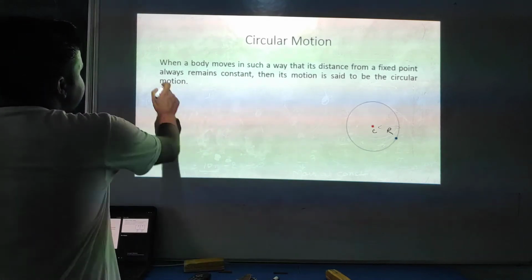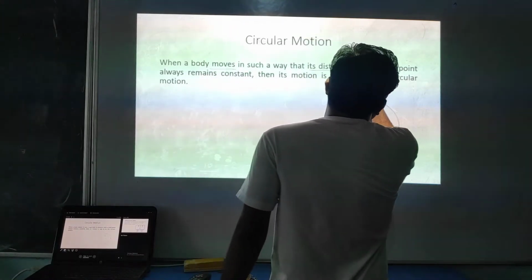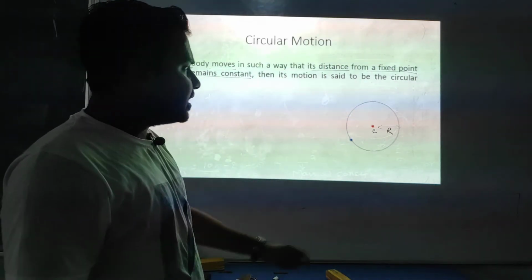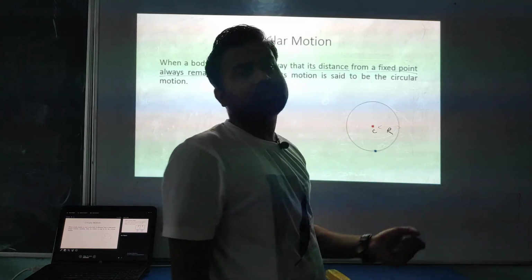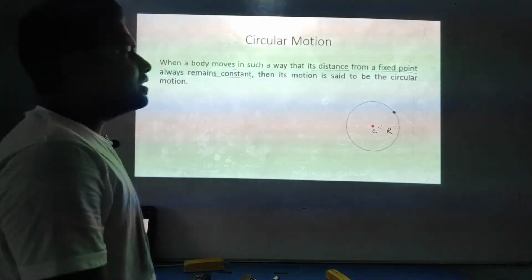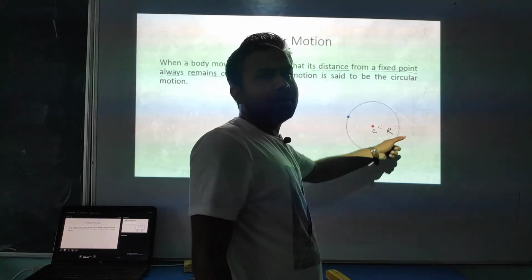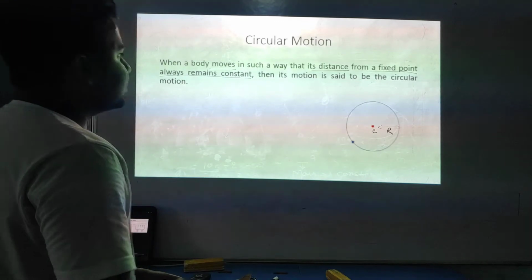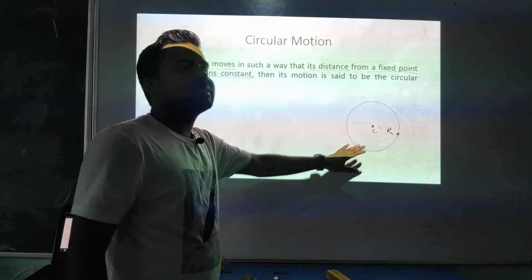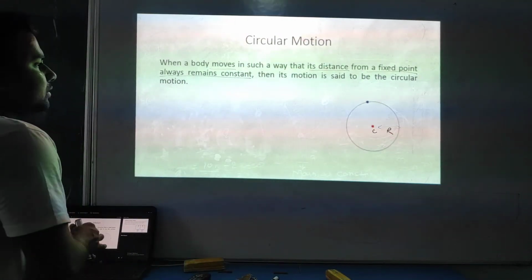So now how will you define it? When a body moves in such a way that its distance from a fixed point remains constant, or you can say it's always constant. That distance is what? Radius, and this one is the center. From the center it's moving at a fixed distance. Now you understand what circular motion is. Okay student, now this is the proper example. Here it's moving and doing a circular motion, so you understand in a better way.